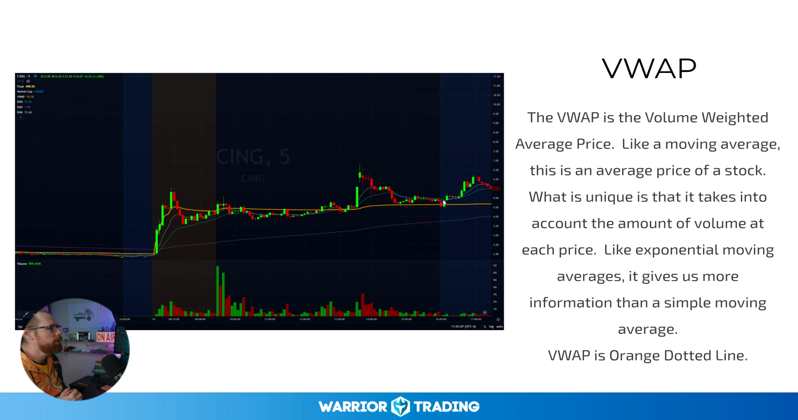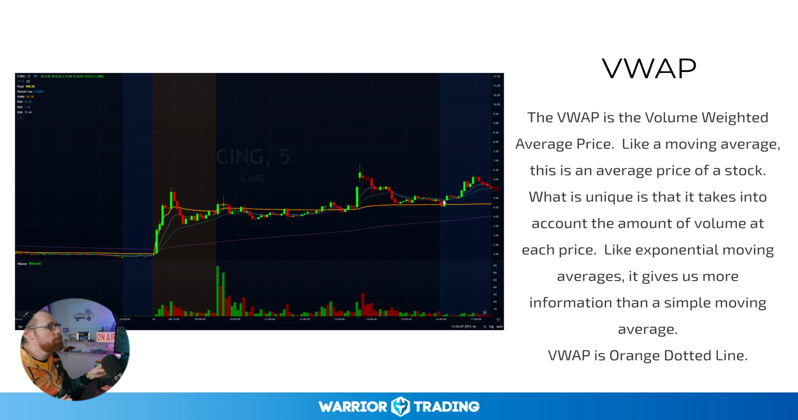Why is that important? Well, if the stock is below that, it's bearish. If it's above it, it's bullish. And often we'll see that if the stock is above it and comes down to it, it'll hold that level as support. So we could take an entry off support potentially.